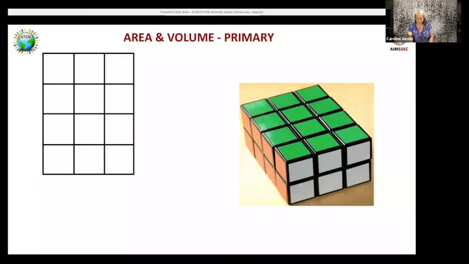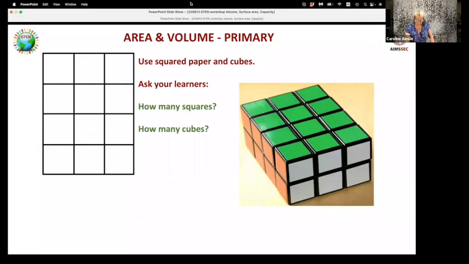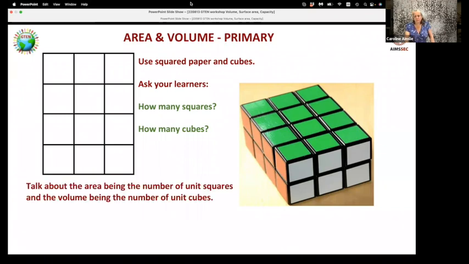And then we'll be asking the learner to count the number of unit squares. So looking at this diagram, you ask your learner to count the number of unit squares, and then the number of unit cubes. So that would be how many squares, how many cubes. And I want you to actually write down what is the area of the rectangle.